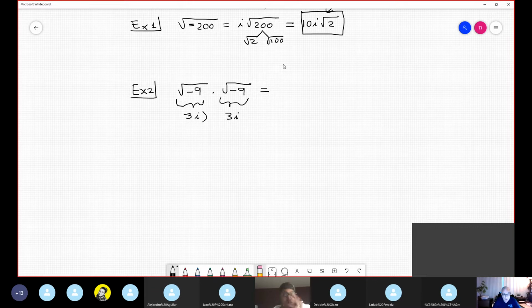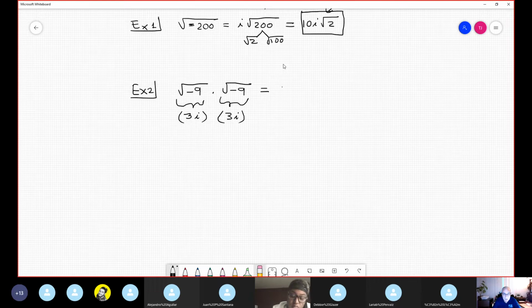Okay. Entonces you multiply 3i times 3i, which is 3 times 3, which is 9, and i times i is i squared. Okay, so I take advantage of that moment to explain that i squared is equal to -1. It's unbelievable, but it's true.